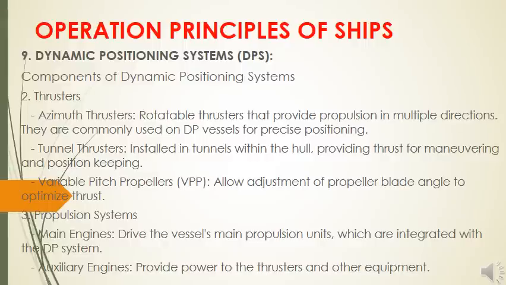The third component in the dynamic positioning system is the propulsion systems, such as main engines that drive the vessel's main propulsion units, which are integrated with the DP system. We also have the auxiliary engines that provide power to the thrusters and other equipment.